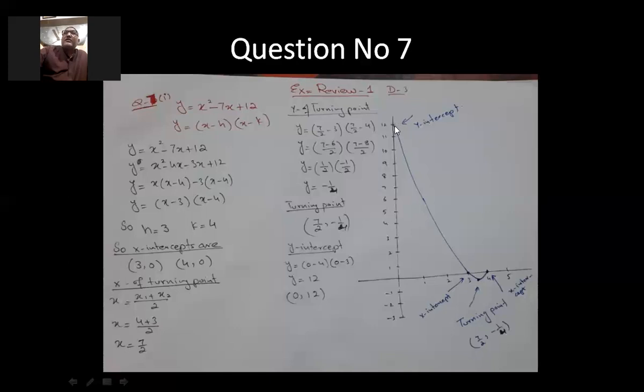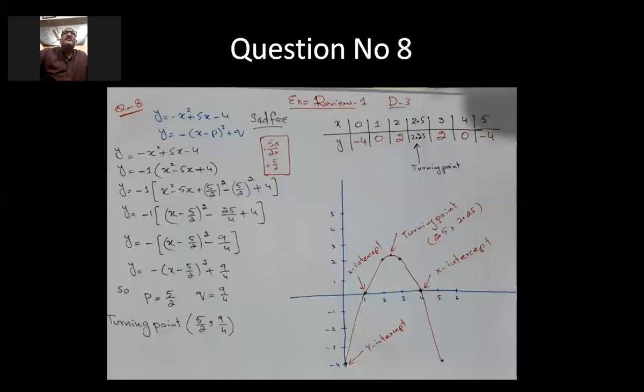So what I will do, I will join these points with a smooth curve. So this is the graph of this equation. Hopefully you have understood how this is done. This was question number 7 of the review exercise of chapter number 1. Okay, so we are going to the next question. That's question number 8 of review exercise 1.